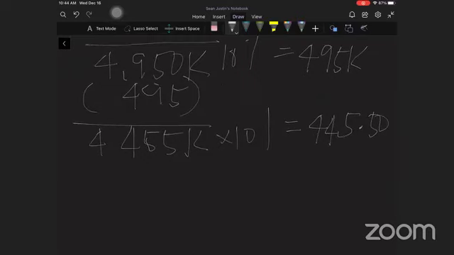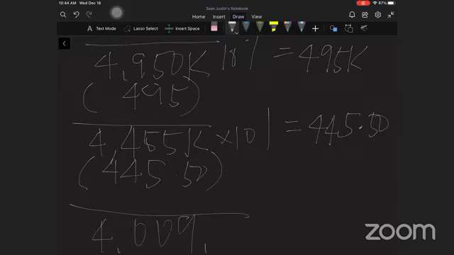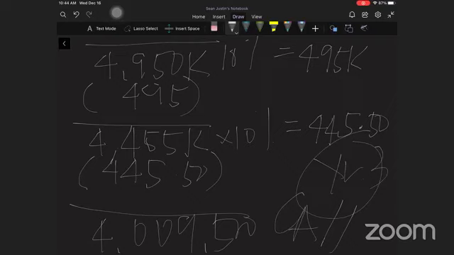The question is about the carrying amount, so minus 445,500 again. So 4,455,000 minus 445,500. This is now the carrying amount on year 3. That is how you compute it. It's a long procedure, isn't it?